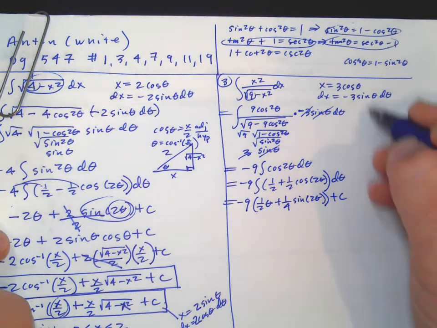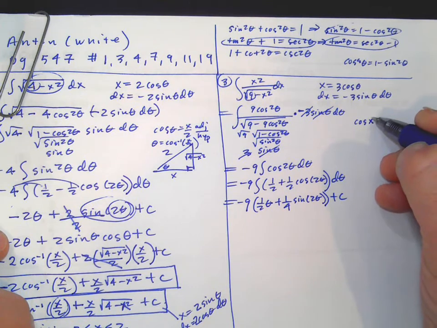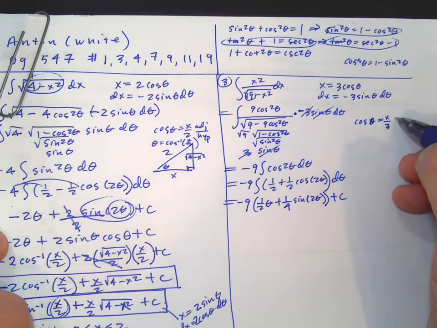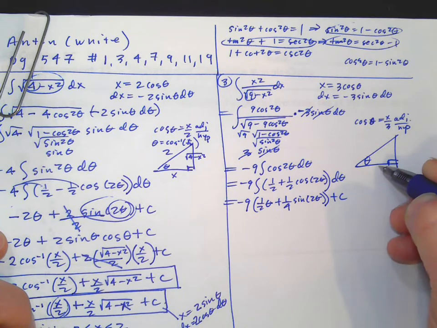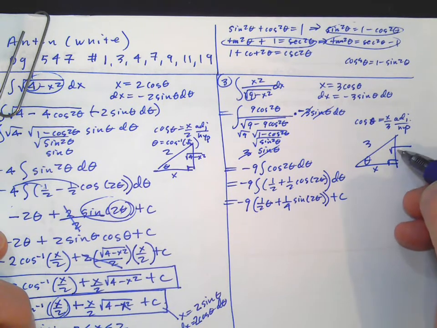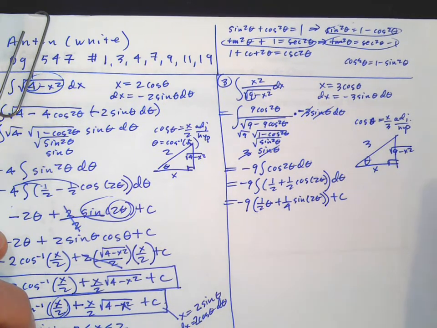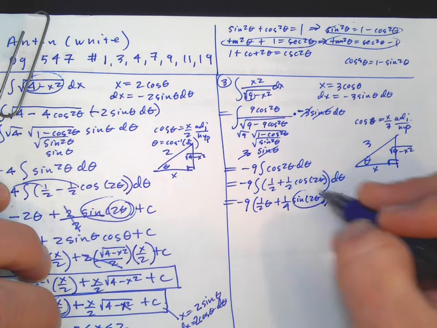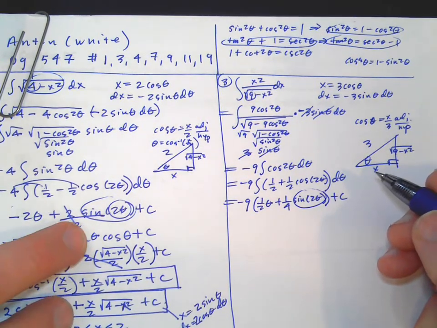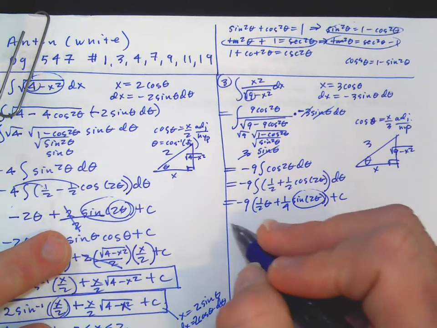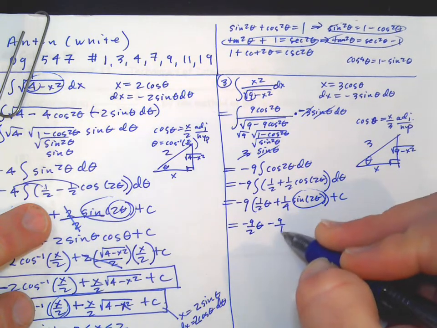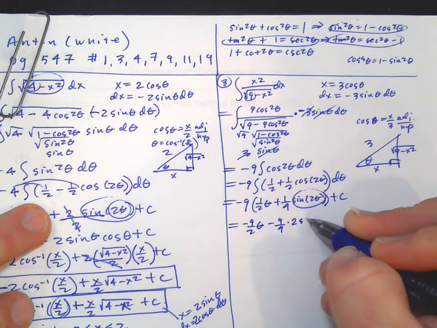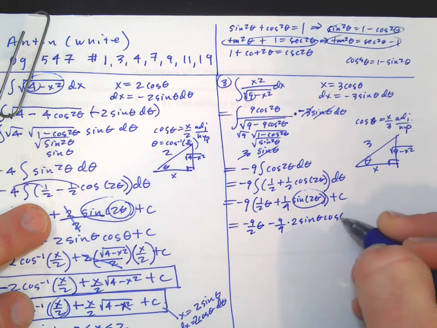We're going to have to change it back to x. So I'm going to take my relationship here, cosine theta equals x over 3, which is adjacent over hypotenuse. Now I'm going to draw a little picture just to help me organize stuff. So here's theta, adjacent is x, hypotenuse is 3. This is going to be the square root of 9 minus x squared. But we do have a double angle in here too. The double angle for sine we just used on the last one. So this is going to be negative 9 halves theta minus 9 fourths times 2 sine theta cosine theta plus C.